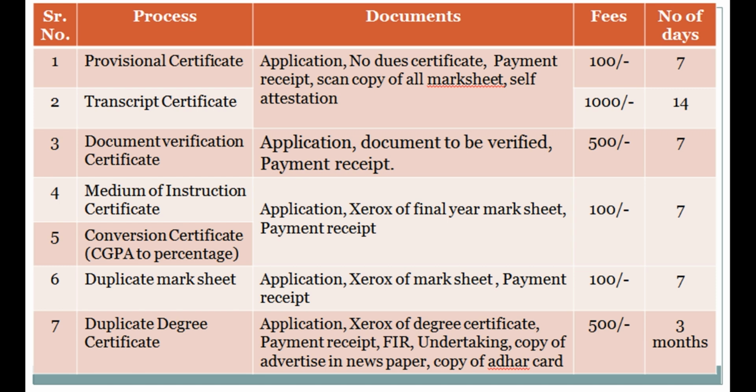After 14 days of your date of application, you can collect it from the university. Next is the document verification certificate. Here the documents required are the application, the document to be verified, and the payment receipt. The fee is 500 rupees. The number of days required to get your document verification certificate is 7.